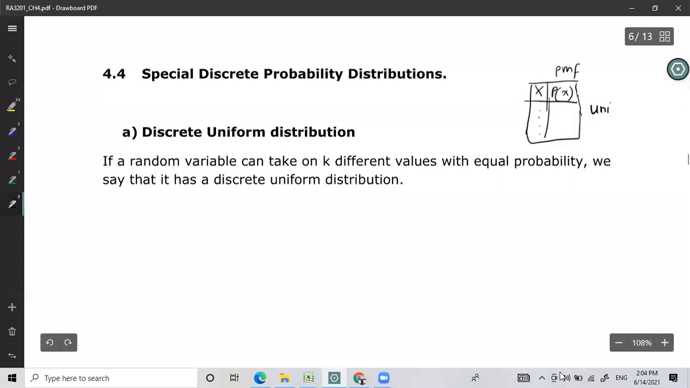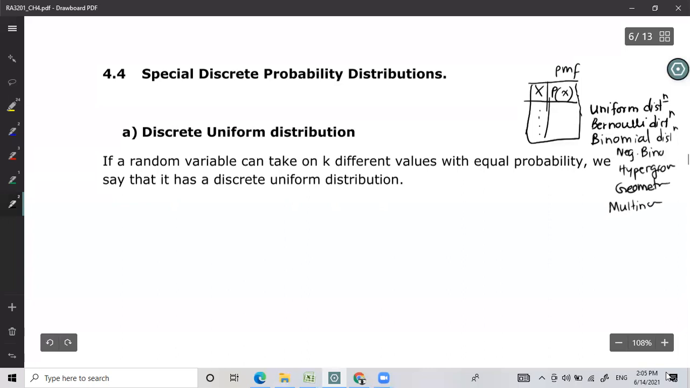We have the uniform distribution. We'll look at them in detail. The uniform distribution has some special features, so you can identify by looking at how a random variable behaves whether it follows the uniform distribution. Or you can have the Bernoulli distribution, the binomial distribution, then the negative binomial, the hypergeometric, the geometric distribution, and the multinomial distribution. There are many. You also have the Poisson distribution.